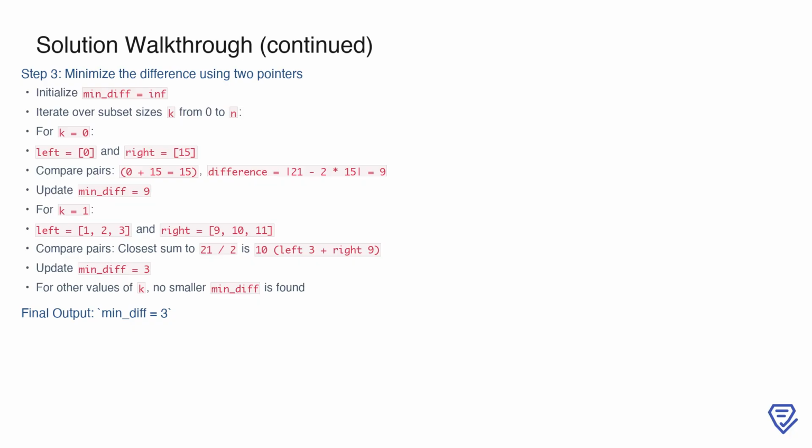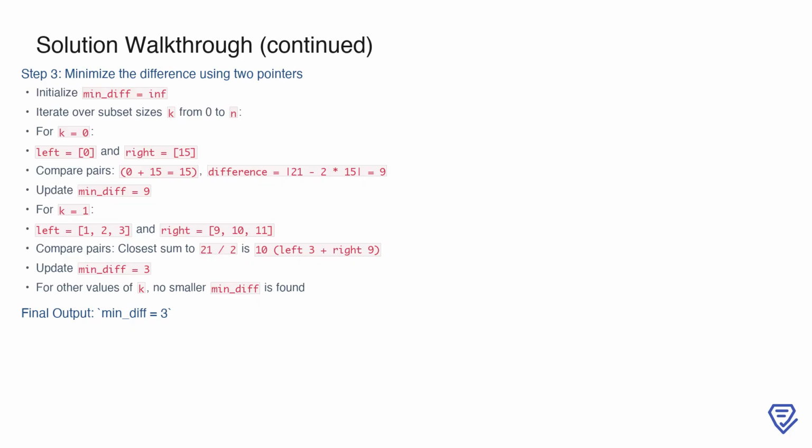Now, we aim to minimize the absolute difference between the sums of the two resulting arrays. We start by initializing min_diff to infinity and iterate over subset sizes k, which range from 0 to n. For k equal to 0, we consider subsets of size 0 from both nums1 and nums2. Left_sums gives 0, and right_sums gives 15. Adding these, we calculate the difference as the absolute value of 21 minus 2 times 15, which is 9. This updates min_diff to 9.